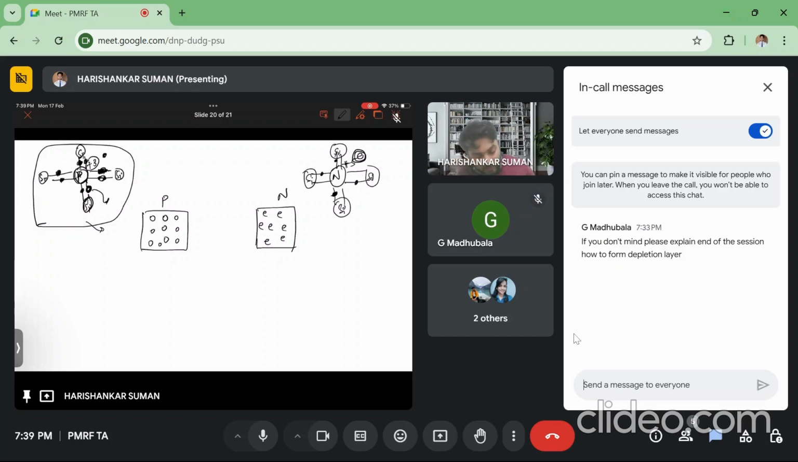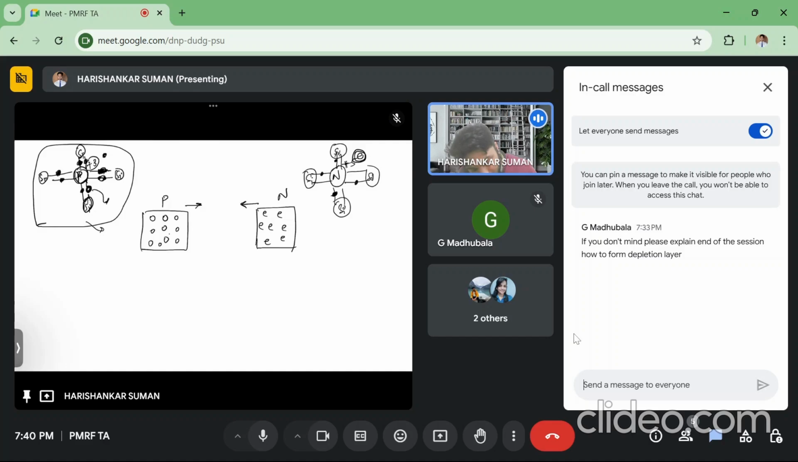Yes, sir. Now let's combine these N and P. What will happen? There are more holes here. Let's say only 2 electrons are there; these are minority, these are majority. Similarly, on the other side the majority charge carrier, 1 or 2 holes, are minority charge carriers. So this side, holes are high, and this side, electrons are high.